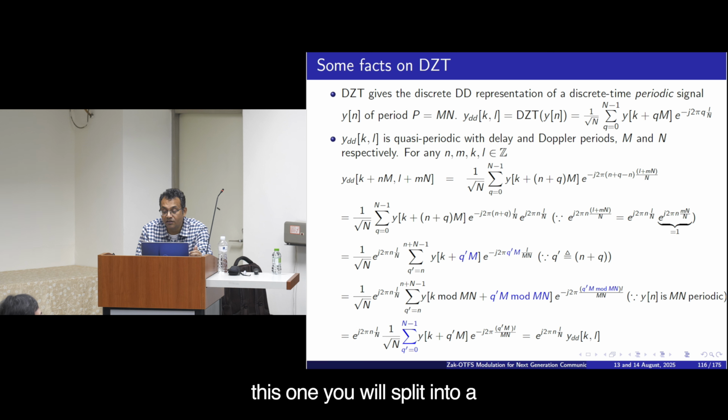Now, with this one you will split into a term which contains n plus q and the other term containing n. Now, what happens to... you might argue that instead of this L I should have had L plus m times capital N, right, also there. But why have I just put L there? Because this other thing is an integer multiple of capital N, and so it will just become e to the j 2 pi into some integer, which is always 1. So, that is the simplification.